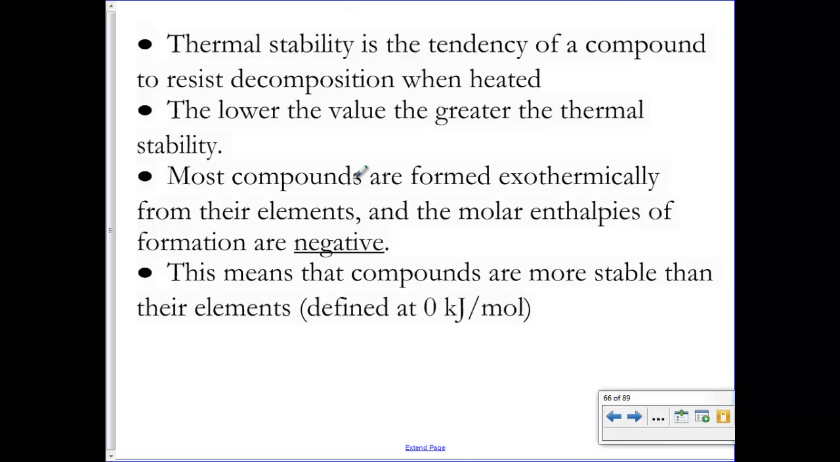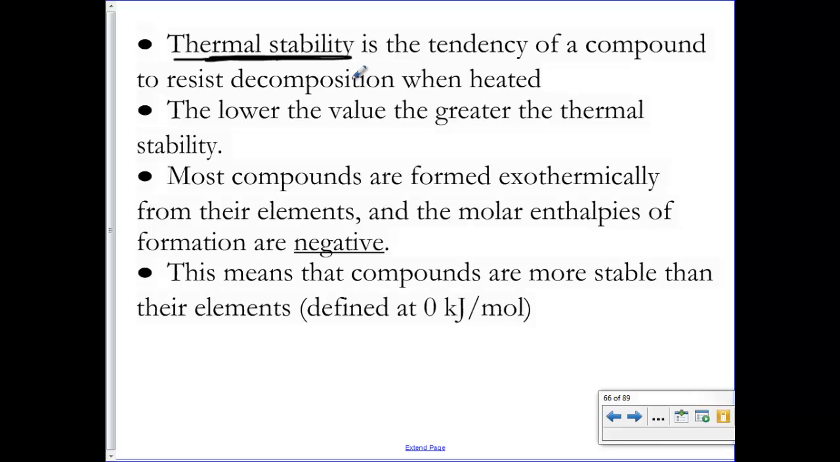Just a couple of notes on this. If you ever see the word thermal stability, you can figure out thermal stability based on these values here. Let's say you have a compound, and that compound is going to break down. Is that formation or decomposition? That's decomposition. Now your data booklet lists formation reactions, but those are opposites of each other. Does that make sense?